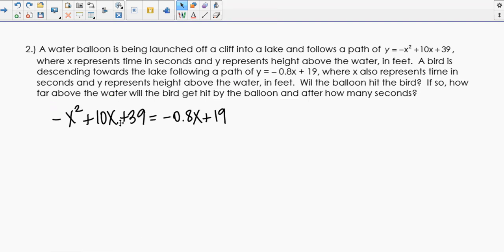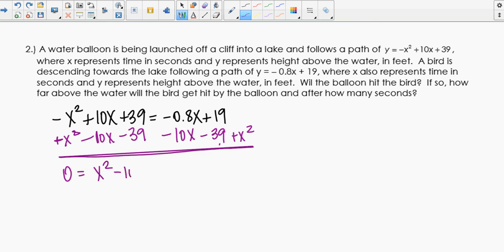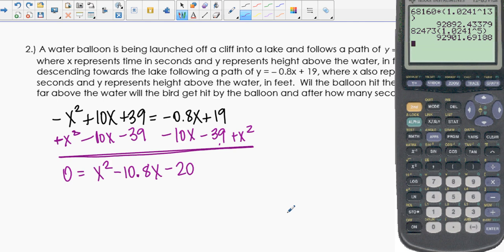Okay, so remember when we're solving a quadratic, we want everything to one side. So I'm going to bring everything to the right side so my x squared becomes positive. So I'm going to add x squared over here, subtract 10x. Obviously, some of you might not need to show this step, but if you find yourself making small mistakes because of algebra, make sure you show all your steps. We have 0 equals, this ends up being x squared minus 10.8x, 19 minus 39 is a negative 20. Okay. I'm totally going to double check that because I'm not trusting my math this morning.